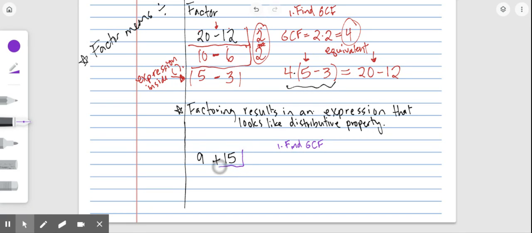So I'm going to start with the latter method. What is a number that divides 9 that also divides 15? 3. 3 divides 9, and 3 also divides 15. So then I do 9 divided by 3, and I get 3. I keep the addition sign in the middle, and then I do 15 divided by 3, and that is 5. Okay, 3 and 5 are both prime numbers.